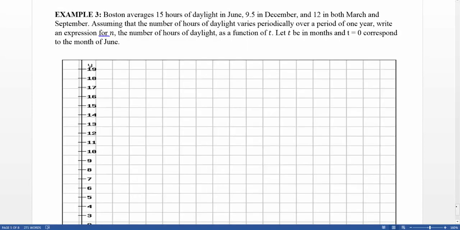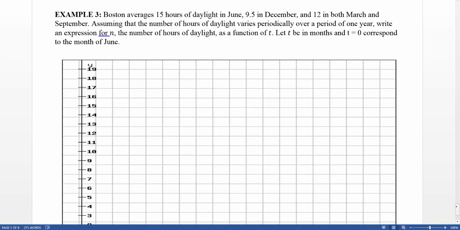Finally, we have example 3. Here we have a word problem, and we want to figure out a way to take this word problem and figure out the associated function in terms of sine or cosine. So the example says, Boston averages 15 hours of daylight in June, 9.5 in December, and 12 in both March and September. Assuming that the number of hours of daylight varies periodically over a period of 1 year, write an expression for n, the number of hours of daylight, as a function of t time. Let t be in months, and t equals 0 correspond to the month of June.